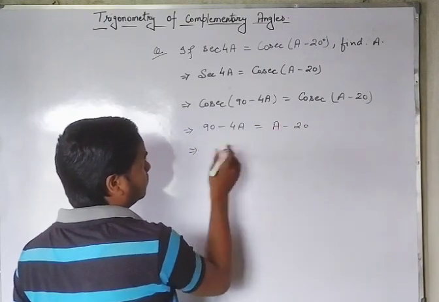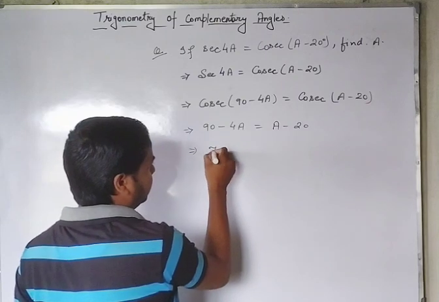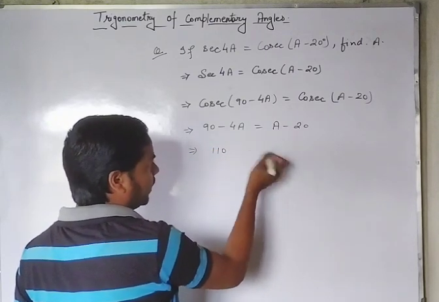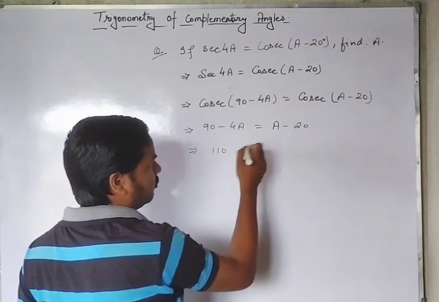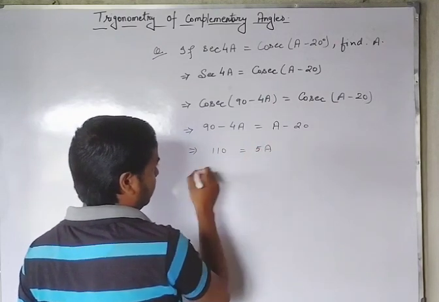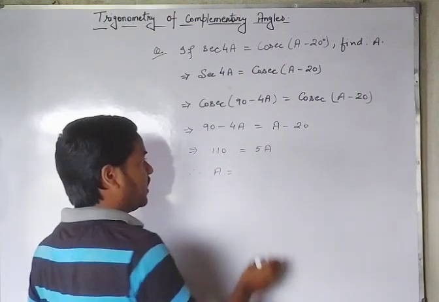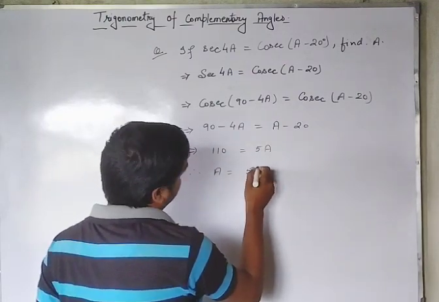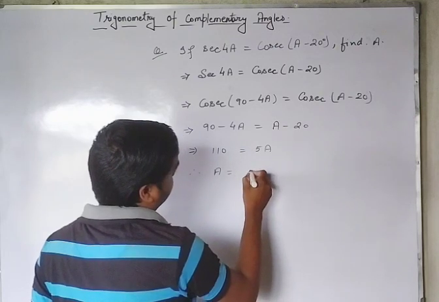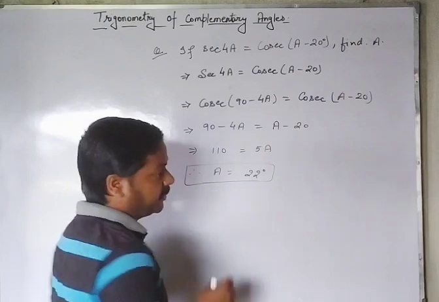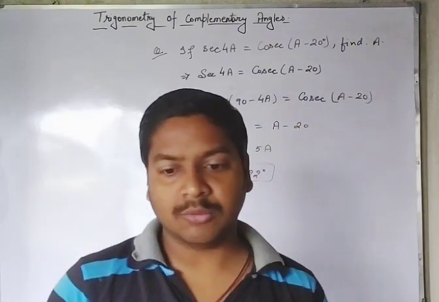Now on solving, 20 will come this side, it will become 90 plus 20. 110 is equal to, 4A will go to the plus side, so it will be 5A. Therefore A is equal to 110 by 5. How much? 22 degree. The value of A will be 22 degree. I hope this you have understood.